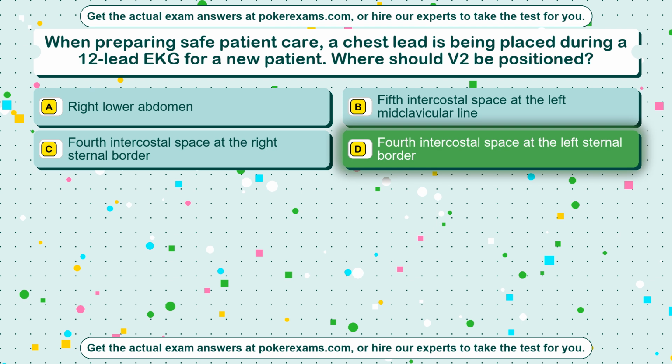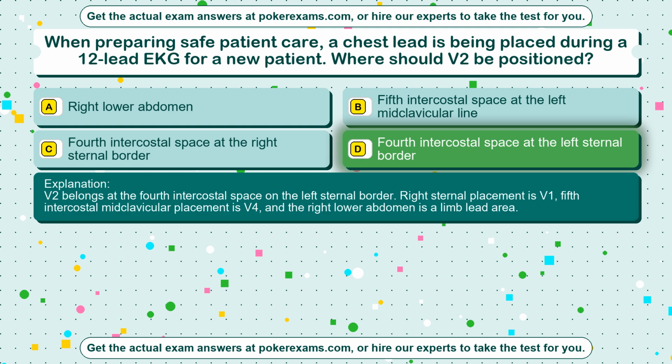The correct answer is option D, fourth intercostal space at the left sternal border. V2 belongs at the fourth intercostal space on the left sternal border. Right sternal placement is V1, fifth intercostal midclavicular placement is V4, and the right lower abdomen is a limb lead area.